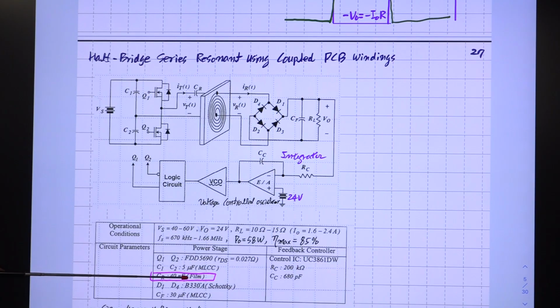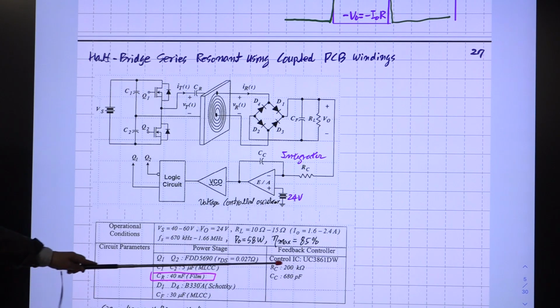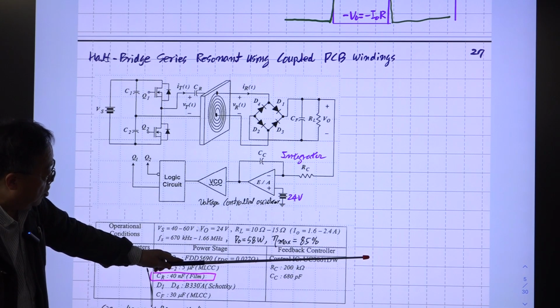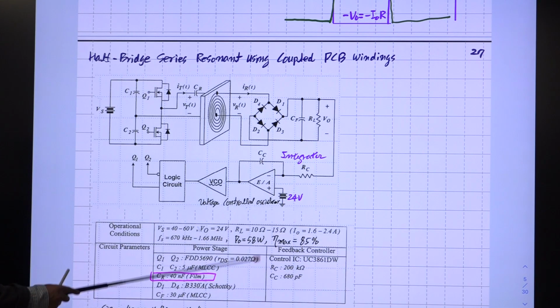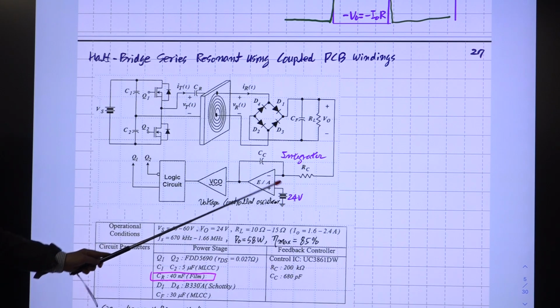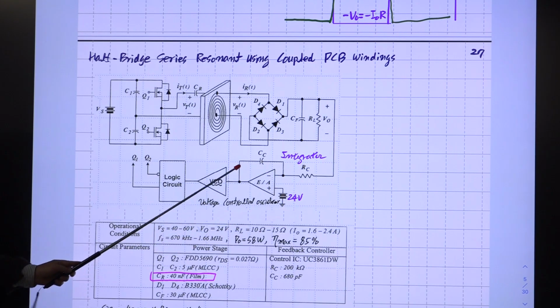Okay, this is the film capacitor, and this is MLCC, right? Very low ESR, and Schottky. This is the control IC for the resonant converter, and this is the compensation structure. I use simple integrator. This is the worst compensation to use, but at that time we just checked the closed loop regulation and the stability of the converter. So we didn't pay much attention to this. We just selected this. This is working, okay?